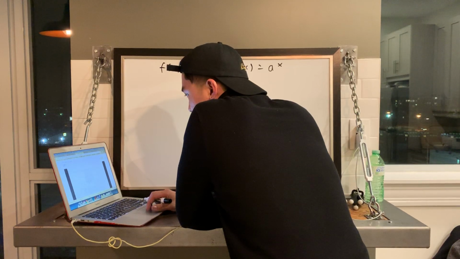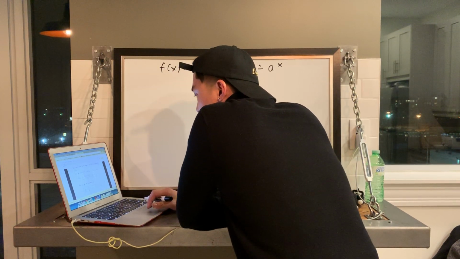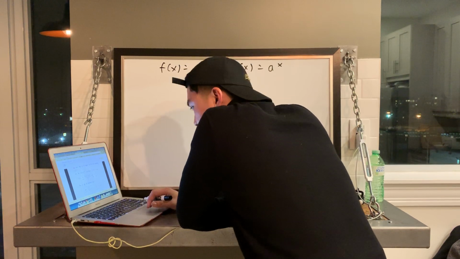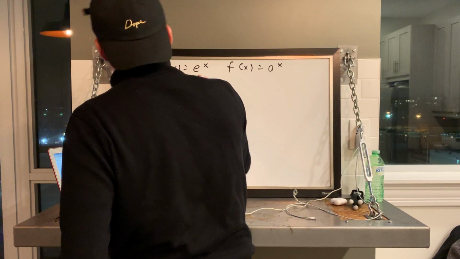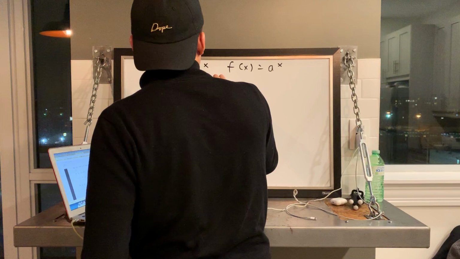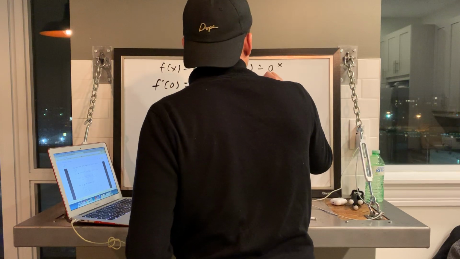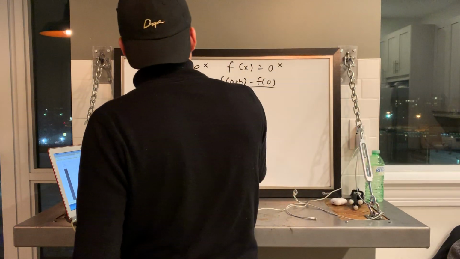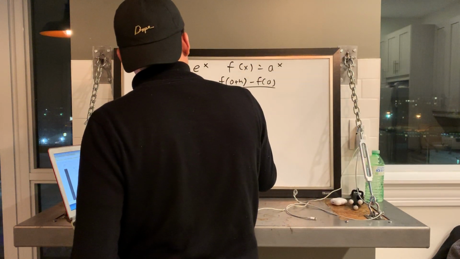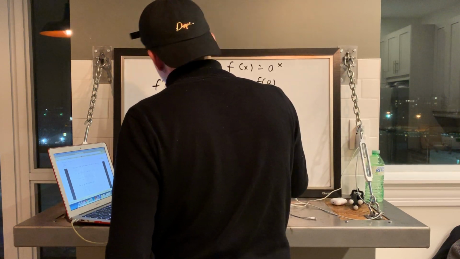So what happens is that if you do the definition of derivative, we know that the derivative at 0 for e to the x equals 1, just from previous notes. So if I do the definition of derivative for e to the x, f prime of 0 equals the limit as h approaches 0 of f of 0 plus h minus f of 0 all over h, which is the limit as h approaches 0 of e to the h minus 1 all over h.